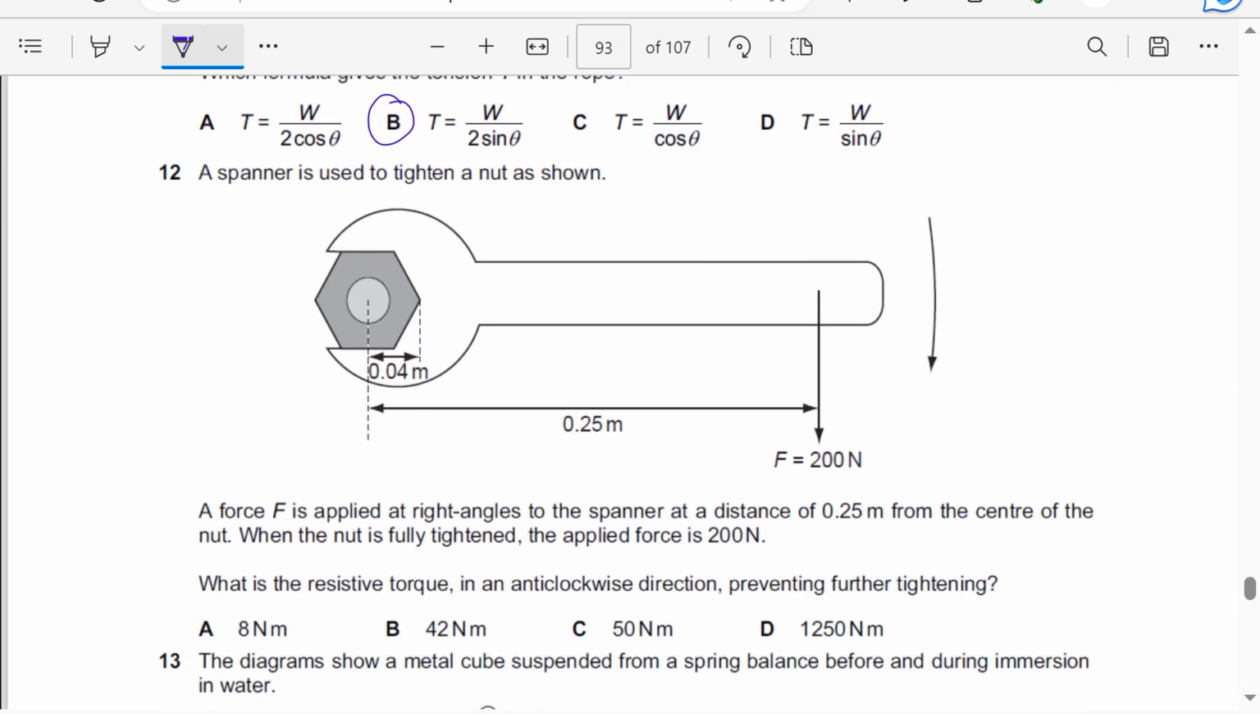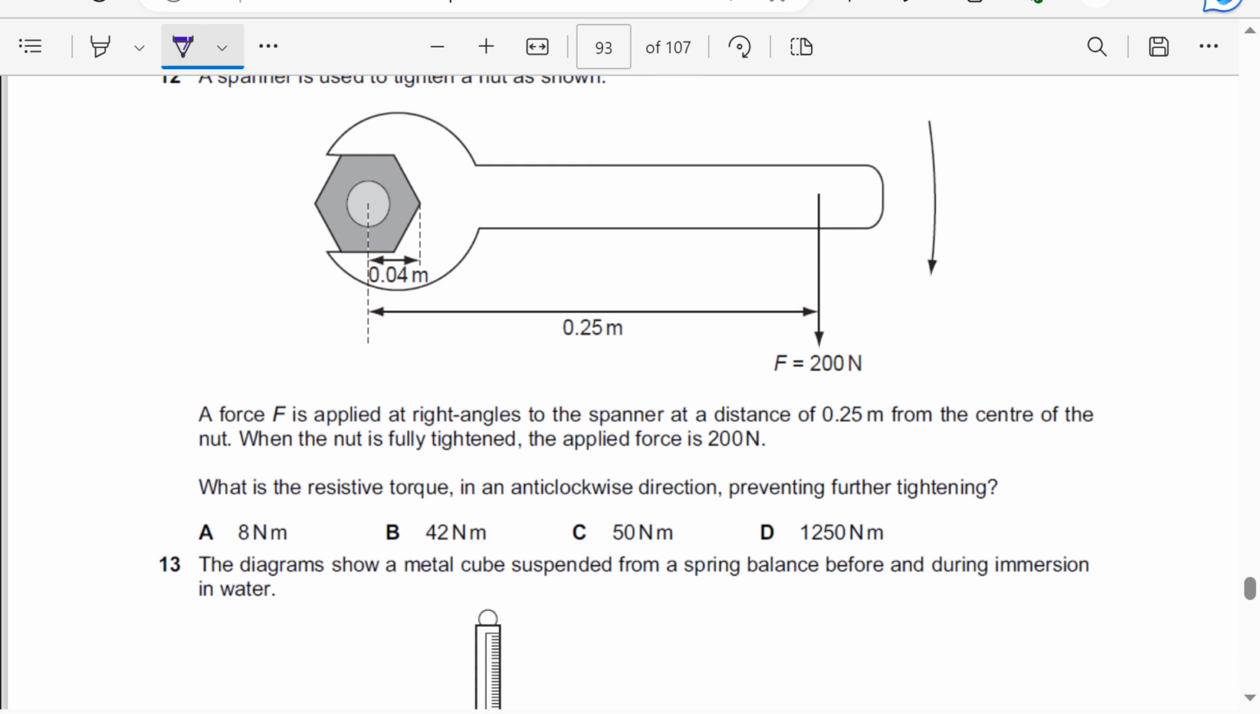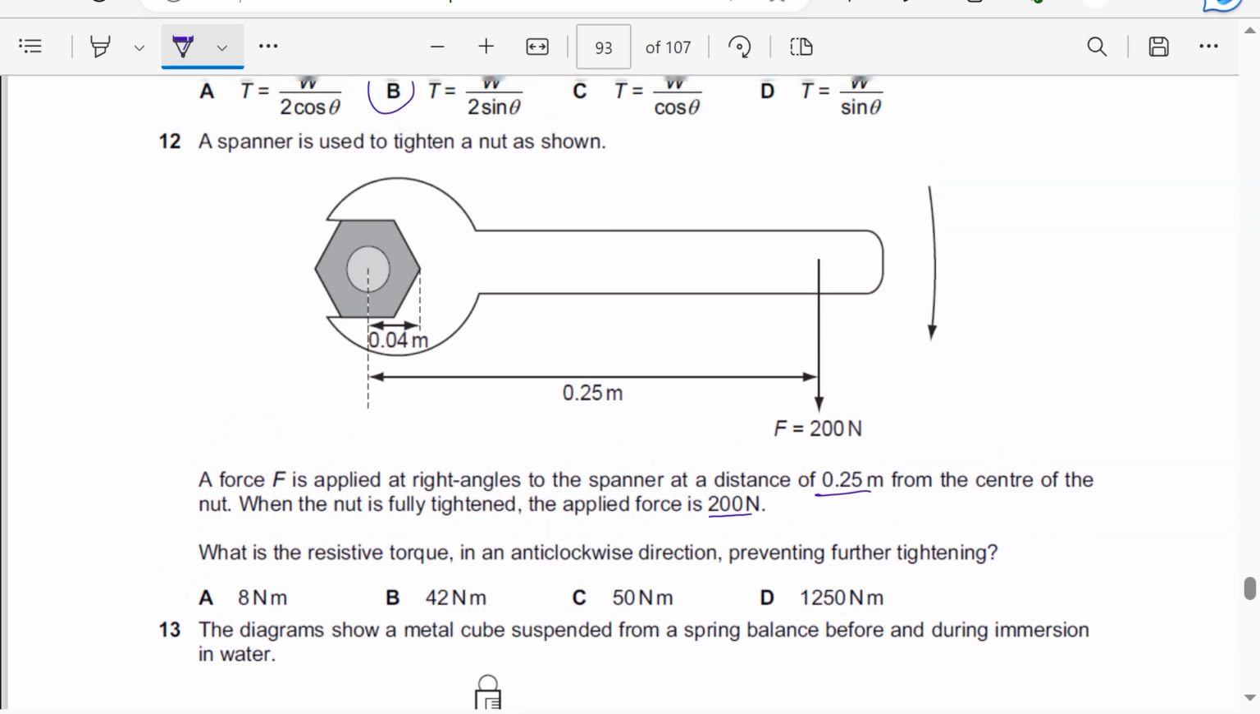A spanner is used to tighten a nut as shown. A force F is applied at right angles to the spanner at a distance of 0.25 meters from the center of the nut. When the nut is fully tightened, the applied force is 200 newtons. What is the resistive torque in an anti-clockwise direction, preventing further tightening? So it means if it is fully tightened, what is the clockwise torque to begin with?